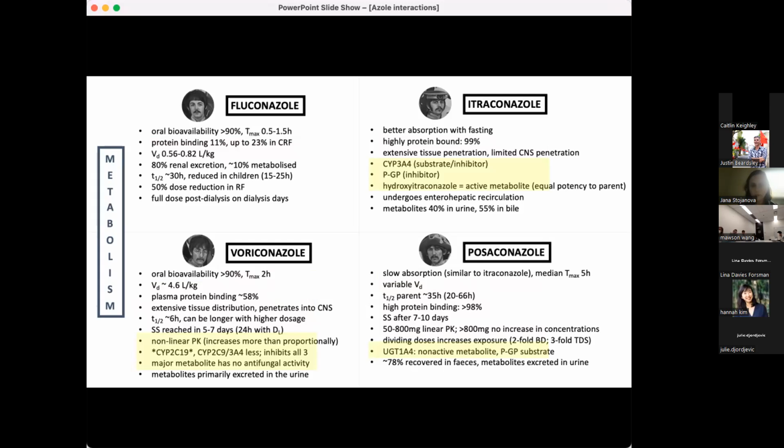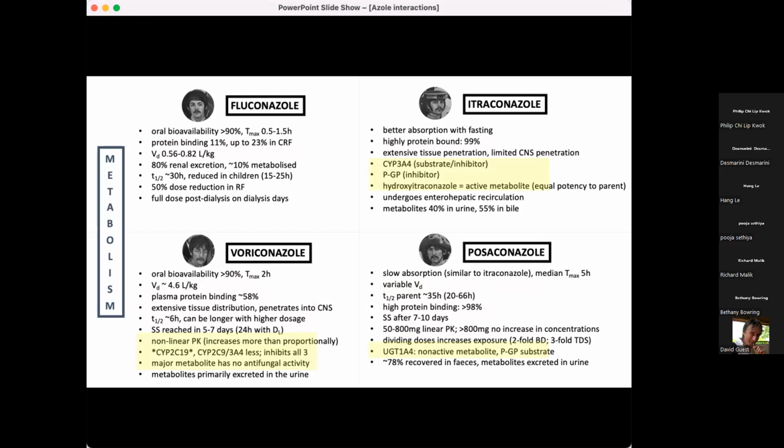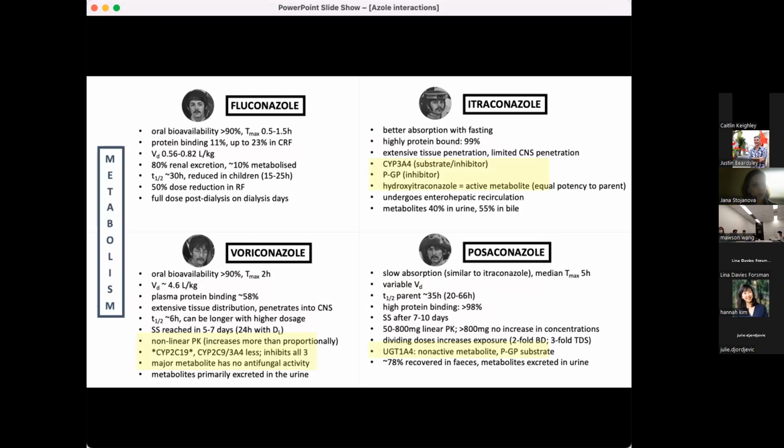And posaconazole undergoes phase 2 metabolism predominantly, resulting in an inactive metabolite. It's important to mention that voriconazole has nonlinear pharmacokinetics, which means that concentrations can increase more than proportionately with an increase in dose. This is likely attributed to saturation of hepatic metabolism. For excretion, again, we see substantial differences.